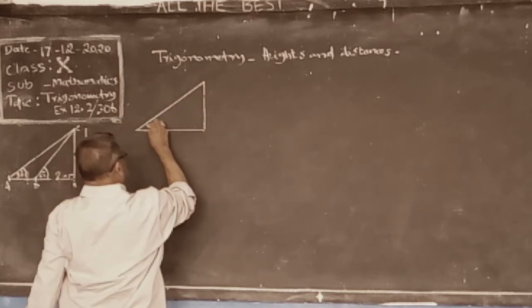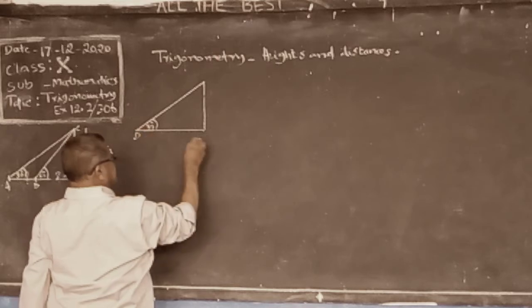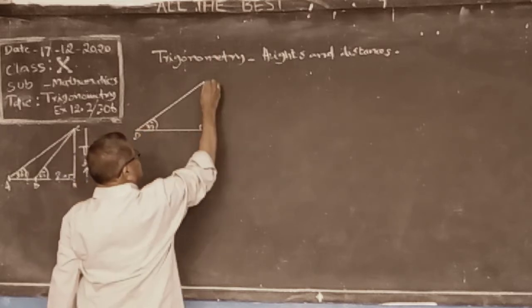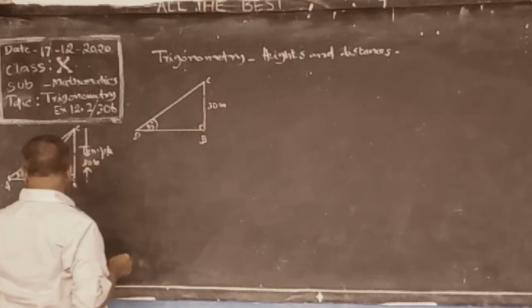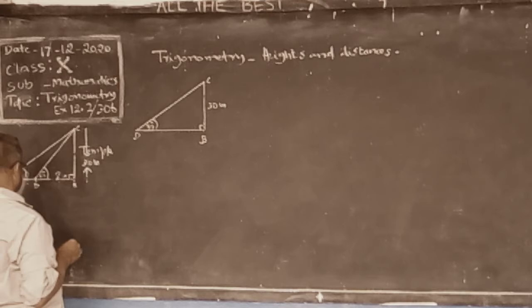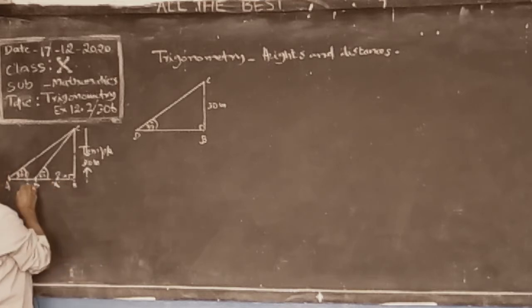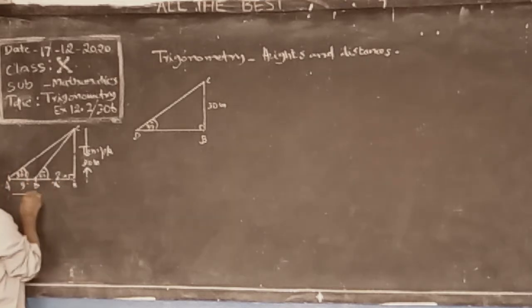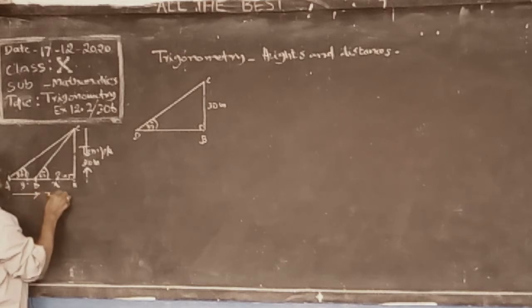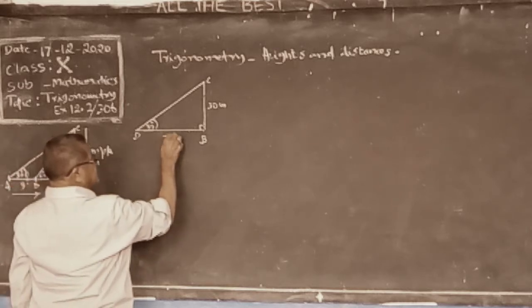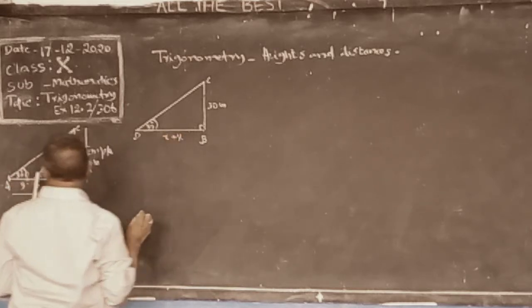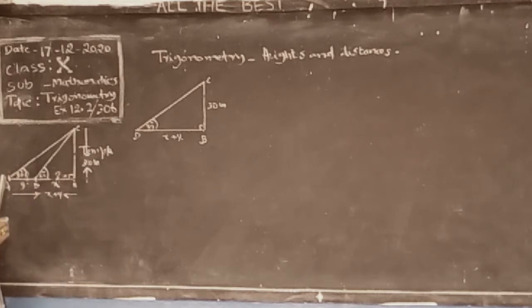This is 30 degrees. First triangle, this is 30 meters divided. Let us take first one as x, second one as y. Total is x plus y. Let distance DB be x and AD be y. The total side is x plus y.